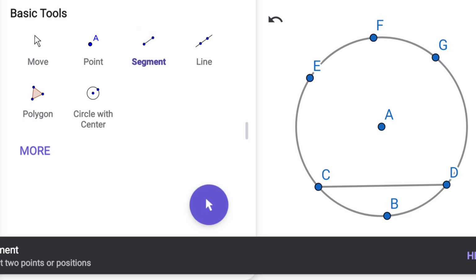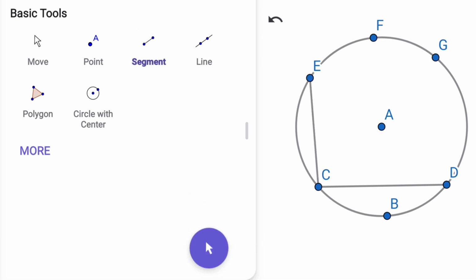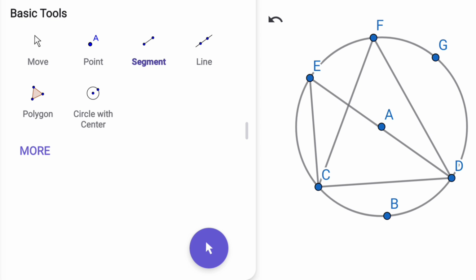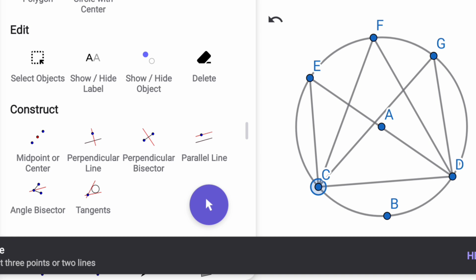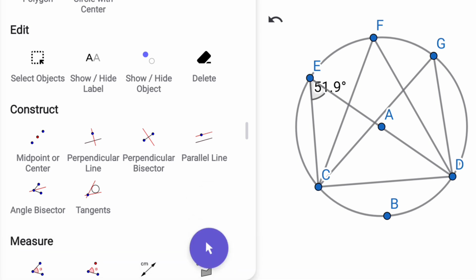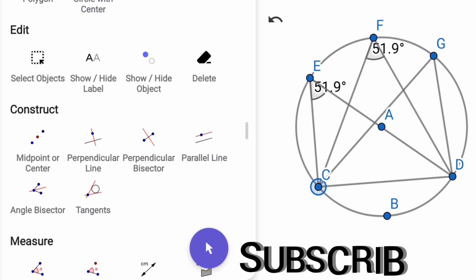Well, if a chord subtends an angle at the circumference of a circle, and it does the same at another point on the circumference, those angles are equal. It doesn't matter how many angles the chord creates. As long as it's the same chord and the angles are at the circumference, they'll all be equal. So, as you can see, all the angles formed by the chord are equal. Each one measures 51.9 degrees.